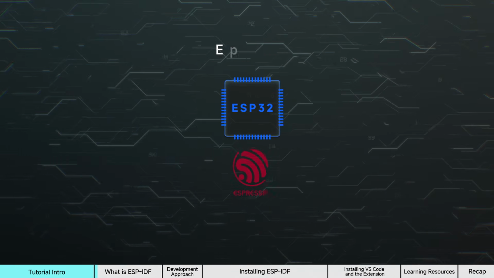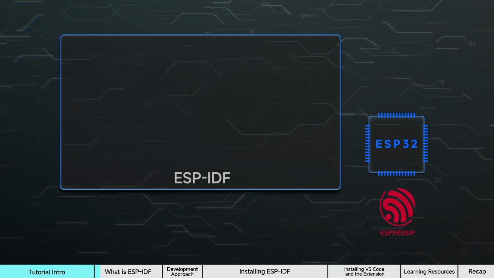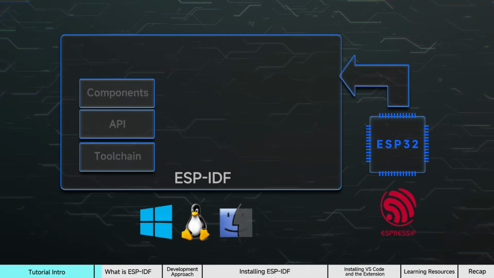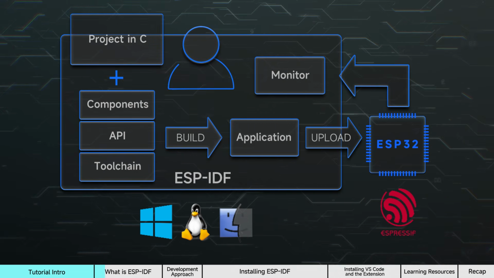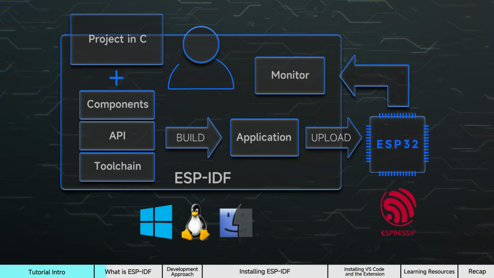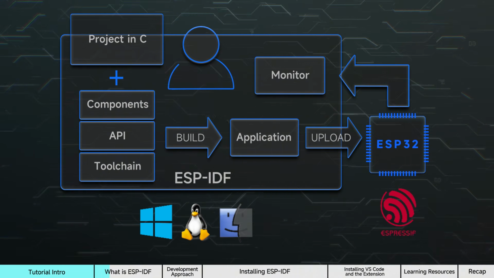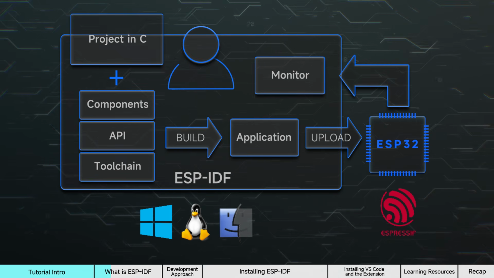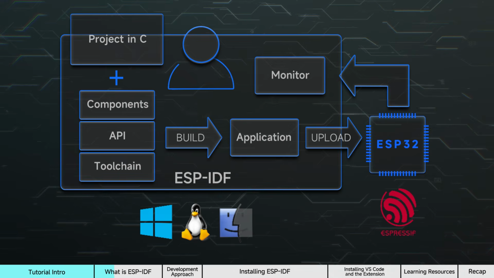ESP-IDF stands for Espressif IoT Development Framework. It is the official development framework for ESP32 series chips. It is based on C and C++ and provides a complete software toolchain including compilers, debuggers, and flashing tools. In short, ESP-IDF is the professional, official way to develop with Espressif chips, allowing you to unleash their full performance.